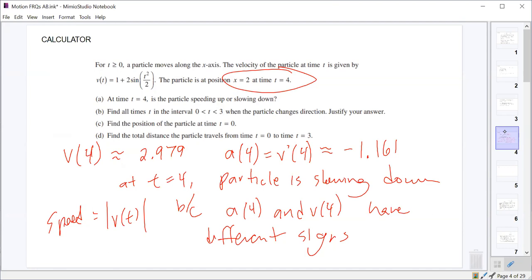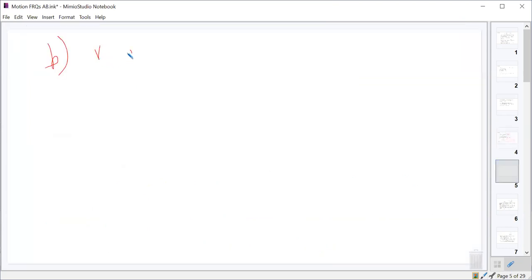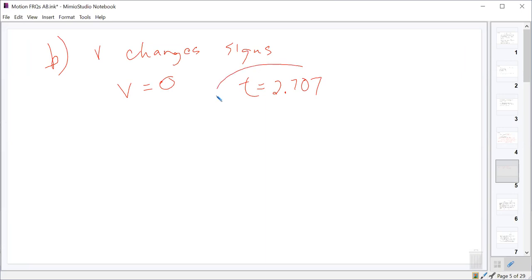Find all times t in the interval 0 to 3 when the particle changes direction. So the particle changes direction if velocity changes signs. Velocity is only going to change signs for us if it goes through 0. So we're going to see when velocity equals 0. Whatever our velocity function, we'll graph it on our graphing calculator and see where it has x-intercepts. And that must have happened at 2.707. Is that the only place? On 0 to 3, yes. Wonderful. And you would say, this is the only place.